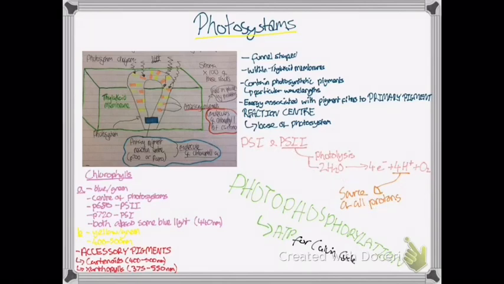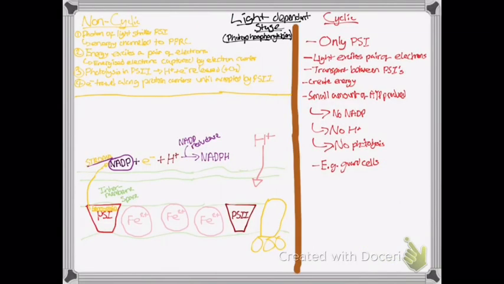Photolysis is the source of all protons in photophosphorylation, which I've written diagonally here in really poor handwriting, which is the stage I'm just about to describe to you. So these are photosystems. They have a huge role in the light-dependent stage of photosynthesis to produce ATP for the Calvin cycle to function. Okay, this is our light-dependent stage. Also, photophosphorylation. There's two forms of photophosphorylation, non-cyclic and cyclic.